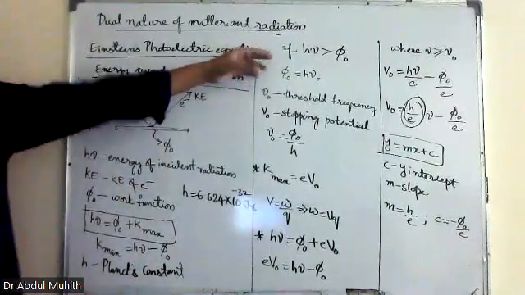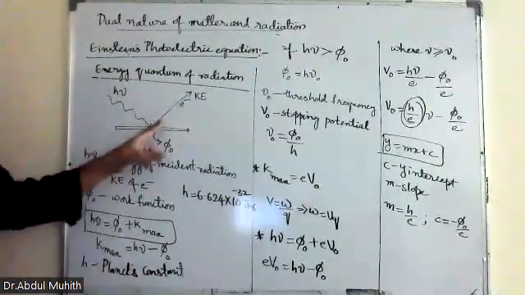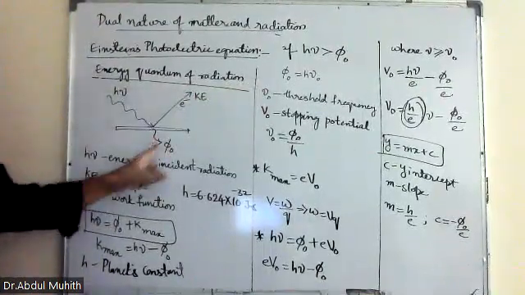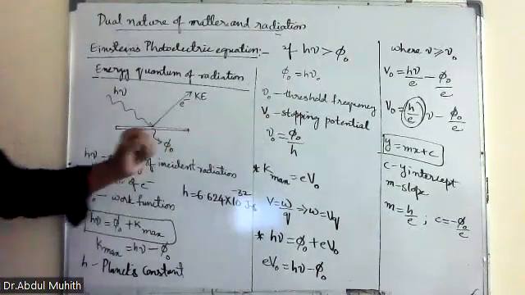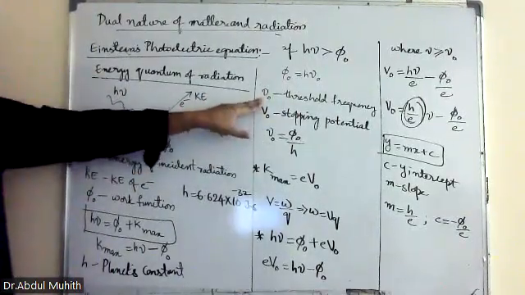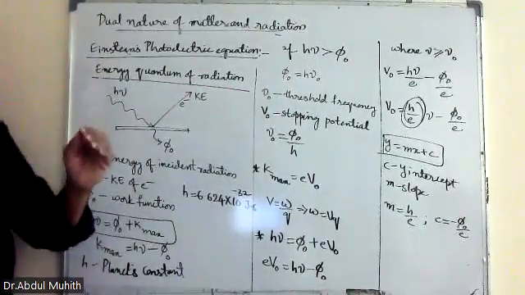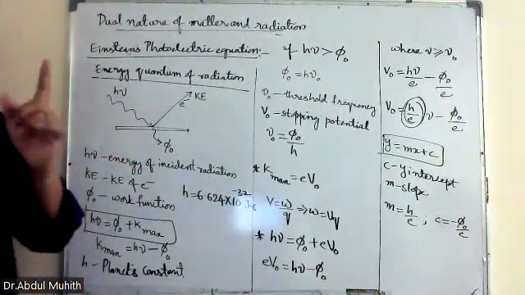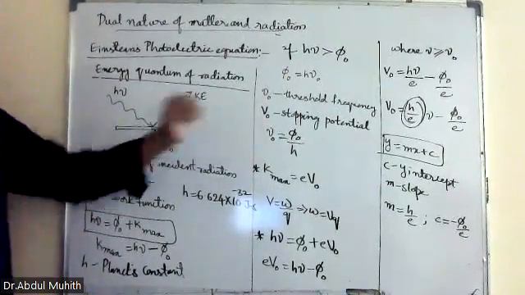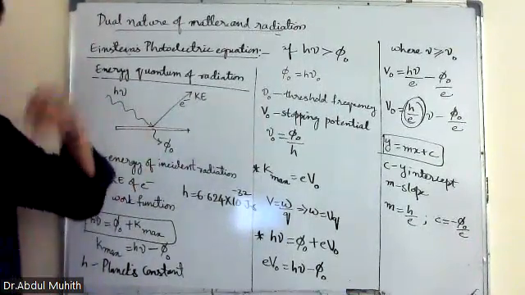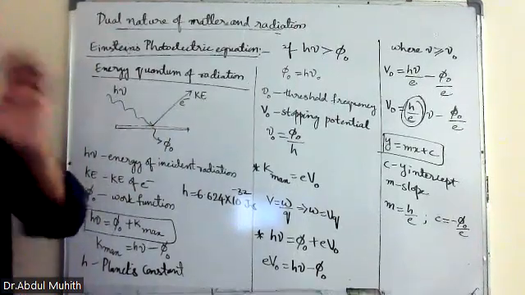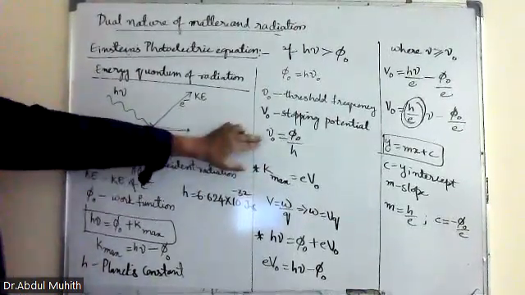Now, if h nu is greater than phi 0, means this energy is greater than this one, what will happen? The remaining energy will go into kinetic energy. So, what is phi 0? Phi 0 is h into nu 0, where nu 0 is the threshold frequency. Threshold frequency means the minimum frequency of incident radiation for which photoelectric emission takes place. And V0 is the stopping potential, means the minimum potential of the anode for which the photoelectrons are stopped, rejected by the anode.